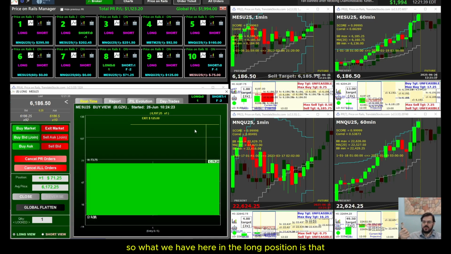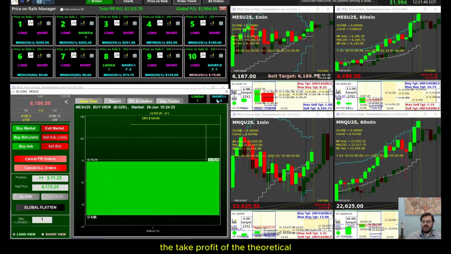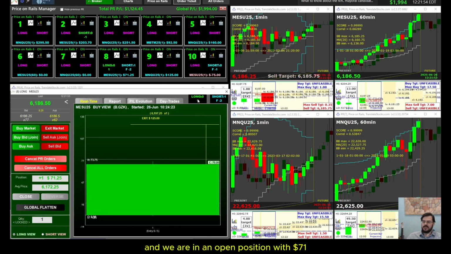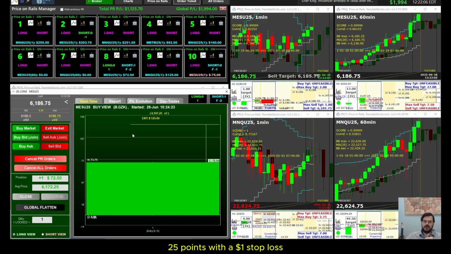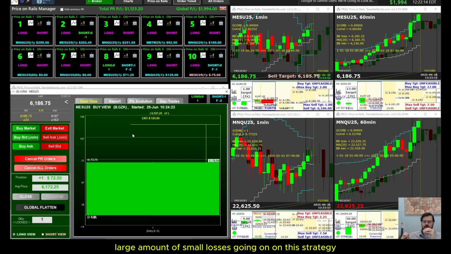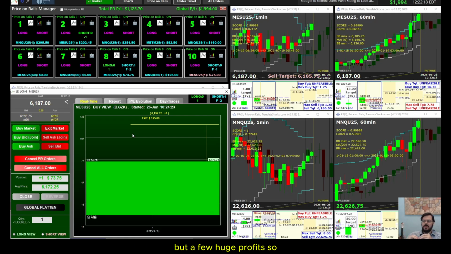So what we have here in the long position is that if the position comes down, if it goes south, the stop loss will be the take profit of the theoretical. So the stop loss will be $1 now. And we are in an open position with $71. The take profit is a fixed take profit of $125 per each micro, 25 points with a $1 stop loss. Of course, we have slippage when we reach that $1. So we sometimes have a very large amount of small losses going on in this strategy, but a few huge profits.